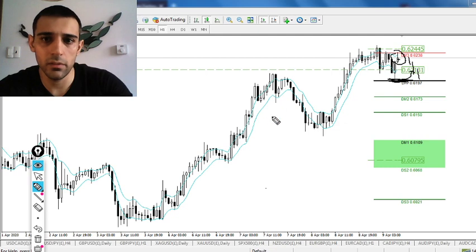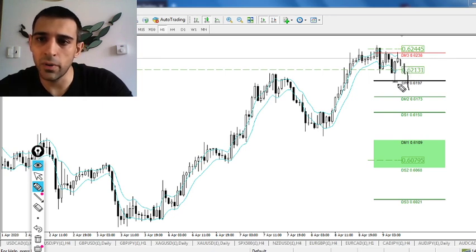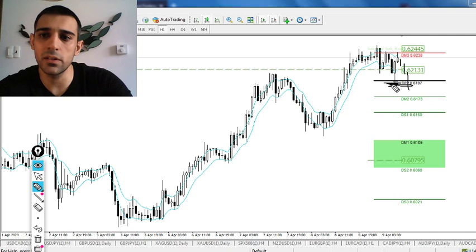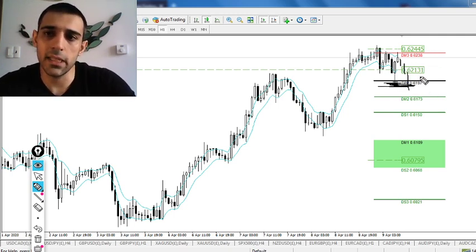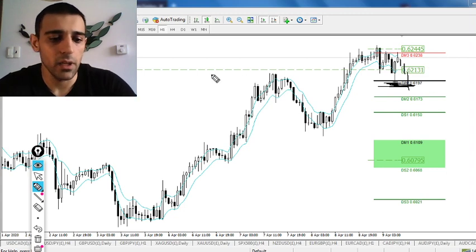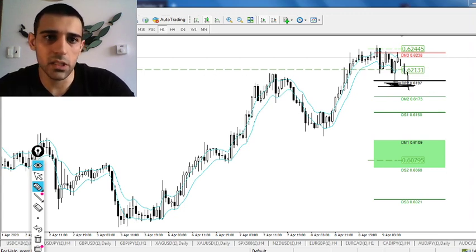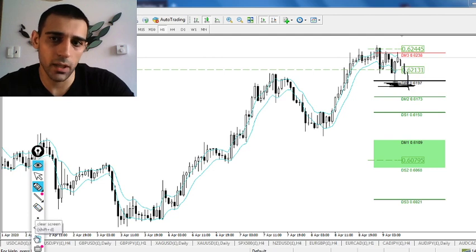Let me just get rid of that. The price might start coming down and take out this low, because most likely the stops are going to be somewhere just below this low, and when the price comes down it will suck in these stop orders, and then the price will continue towards the upside. That's what I'm looking at. So I'm waiting for this to come down.